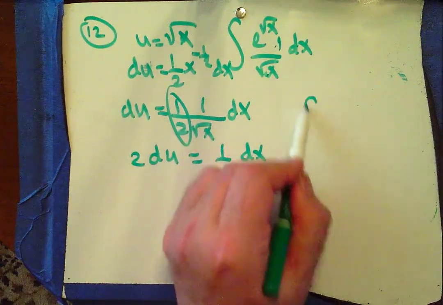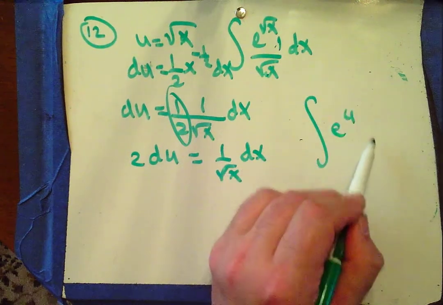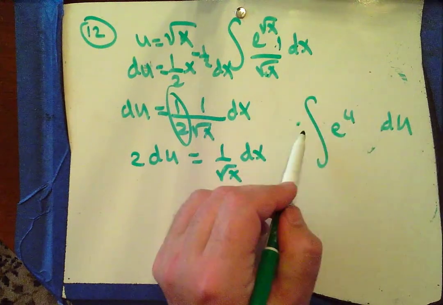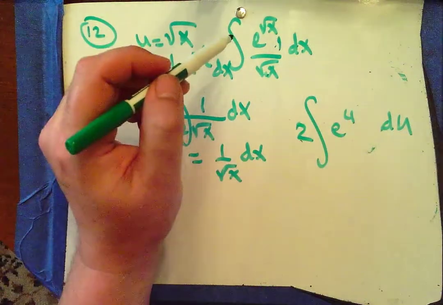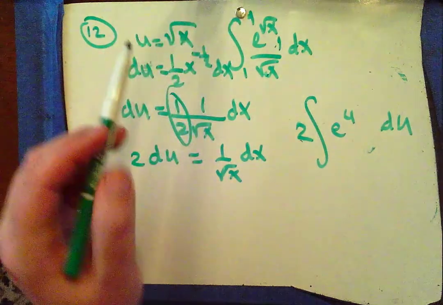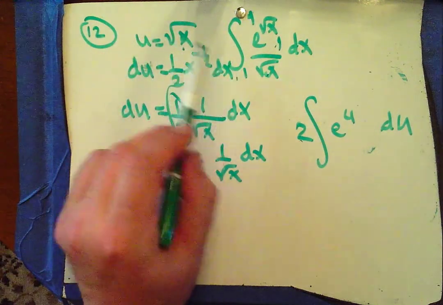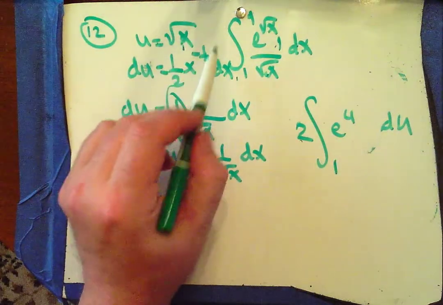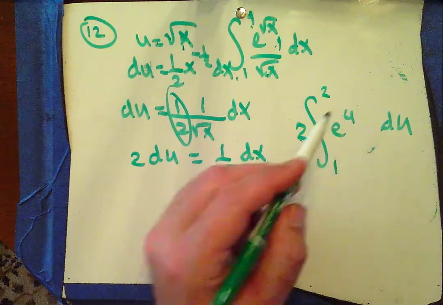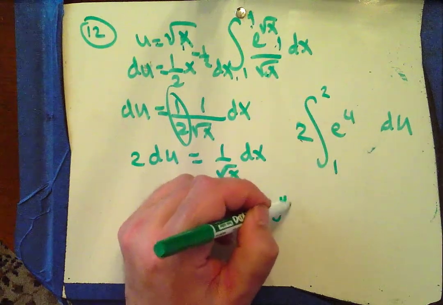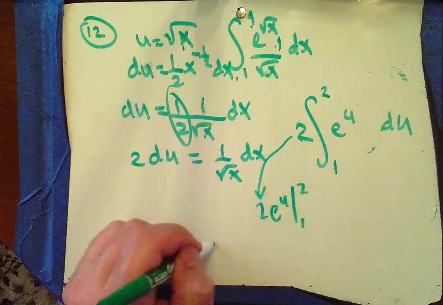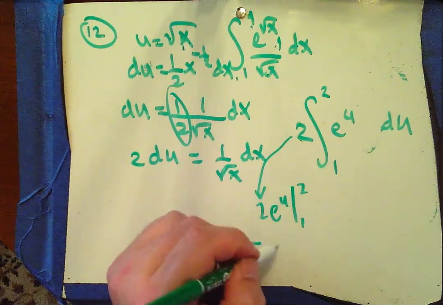And so then this integral becomes e to the u times 2 du. I'll pull that 2 out in front. And let's take our u bounds, which were originally 1 and 4, and plug them in here. I plug in a 1 here, I still get a 1. But I plug in a 4 here, and now I've got a 2. And so the antiderivative of e to the u is e to the u from 1 to 2, and don't forget that 2 out in front. So we've got 2e squared minus 2e.